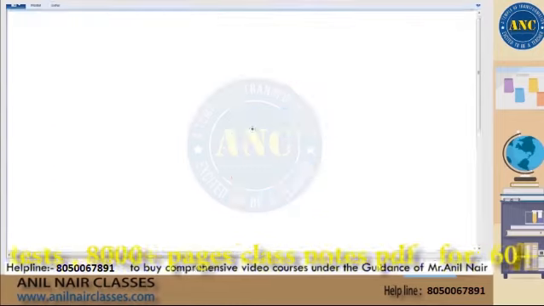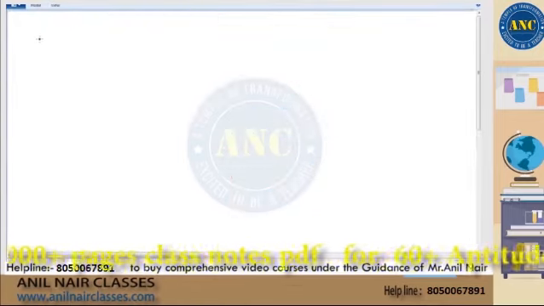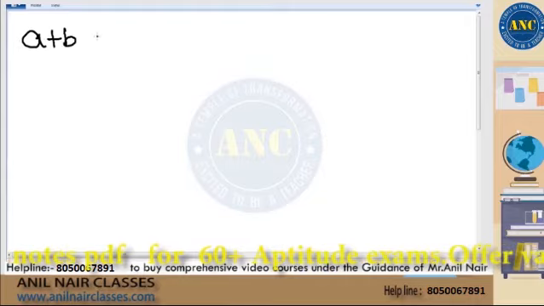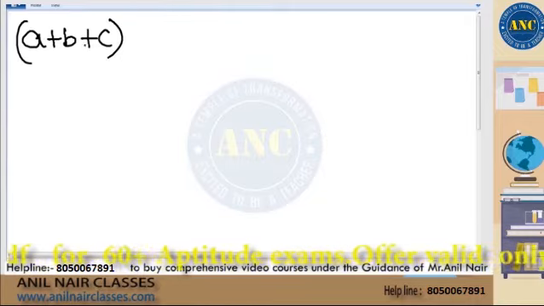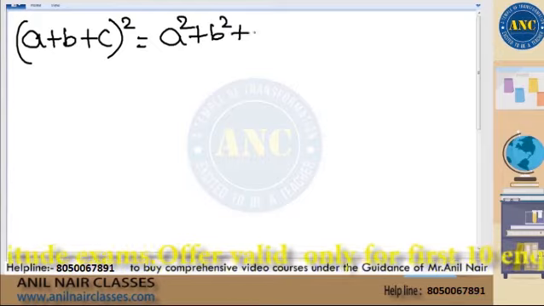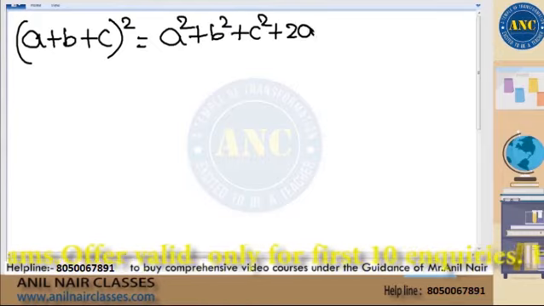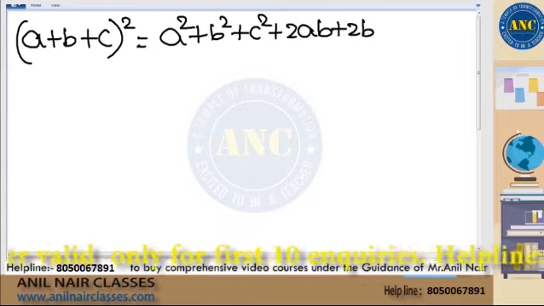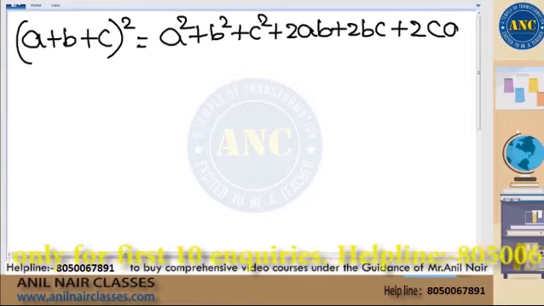Now suppose, for example, see this question, sir. Beautiful question, and I am sure that you know this definition: (a + b + c) whole square is a square plus b square plus c square plus 2ab plus 2bc plus 2ca.